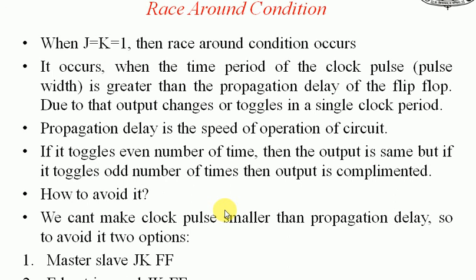We can make the clock pulse smaller than the propagation delay. So to avoid it we have two options: we can avoid it by using a master slave JK flip-flop or by using an edge triggered JK flip-flop.